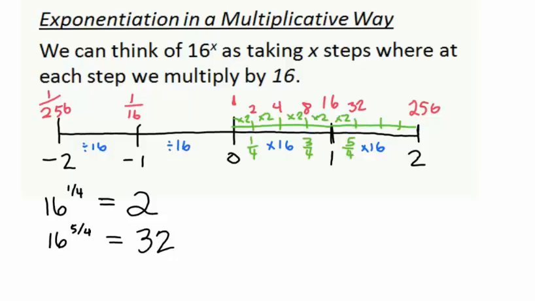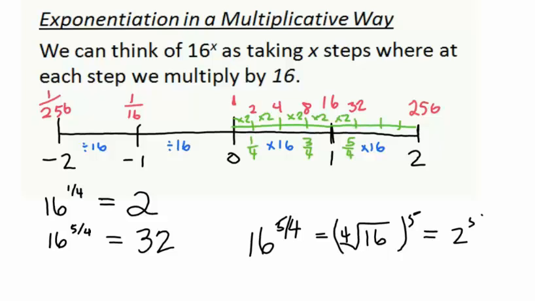Much like 16 to the 5 over 4, we represented before as the 4th root of 16, and then take the power of 5. 4th root of 16 is 2, and 2 to the power of 5 is 32. So again, this just gives us a different way of visualizing the relationship between the base number and our power.